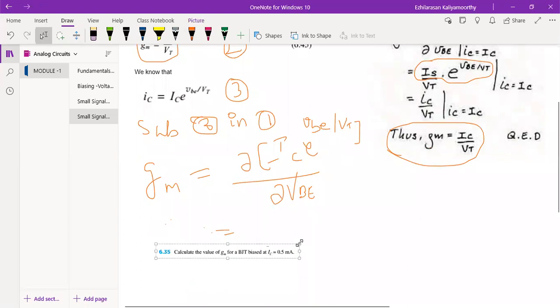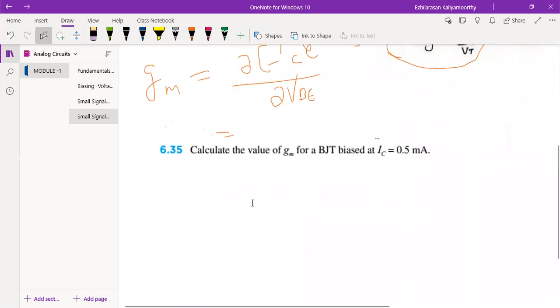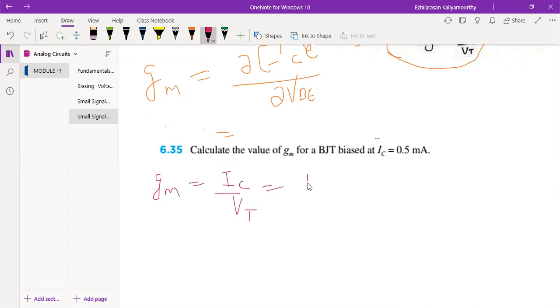Yes, this is the next numerical. We need to calculate the value of gm for a BJT biased at IC equal to 0.5 milliampere. So as we know, what is the formula? gm is equal to VT, not VT, sorry. gm is equal to IC divided by VT. What is VT? VT is the thermal voltage, that is nothing but kT by q.